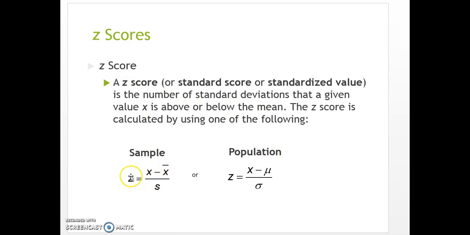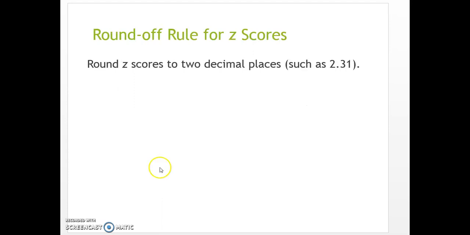The formula, you know it quite well. The z-score equals the x value, your data value, minus the mean. For a sample it's x bar, for a population it's mu, but in general, x minus the mean, and then divide by the standard deviation sigma, or s for samples. For z-score, we typically round it to two decimal places.